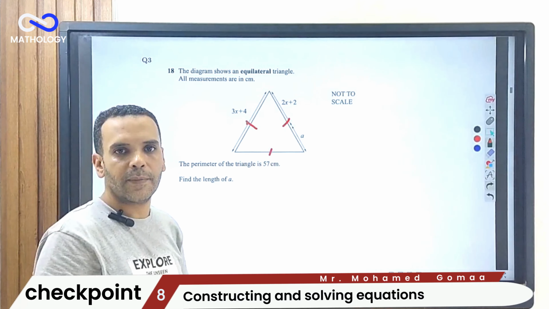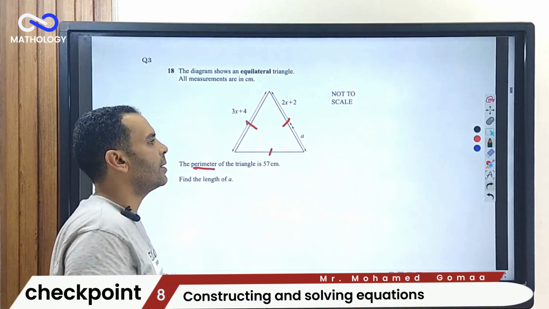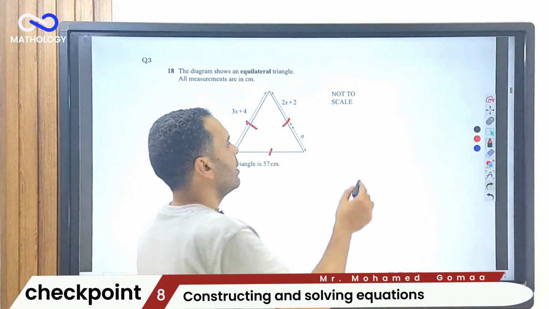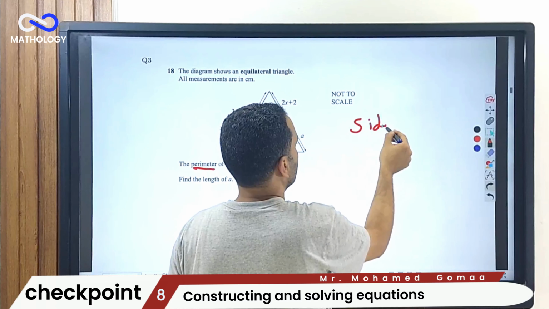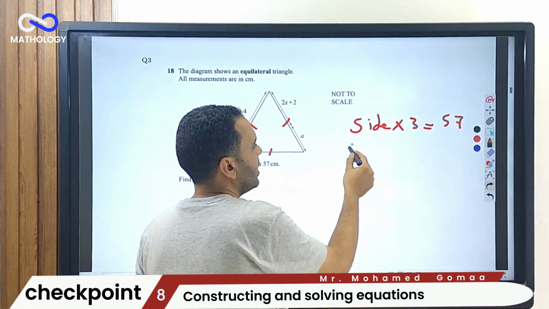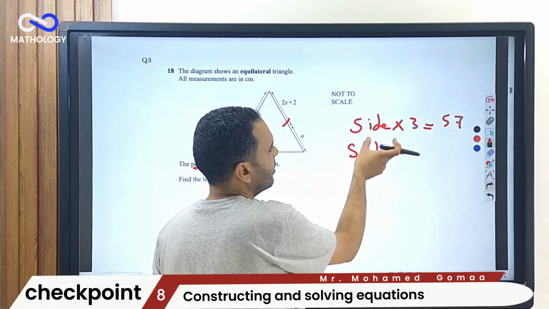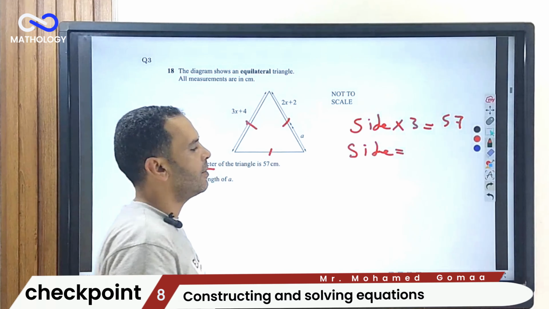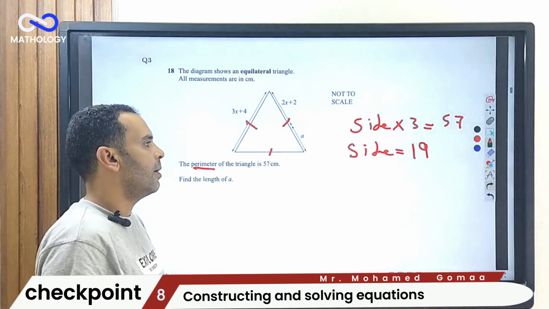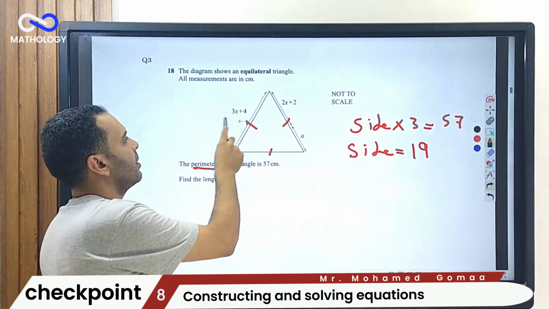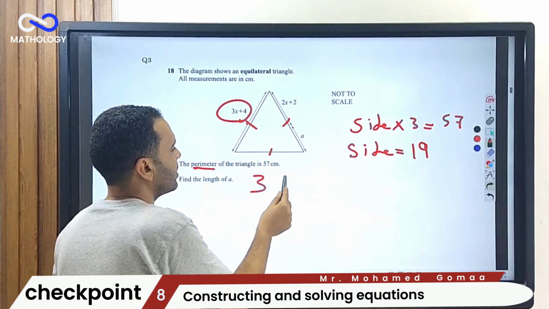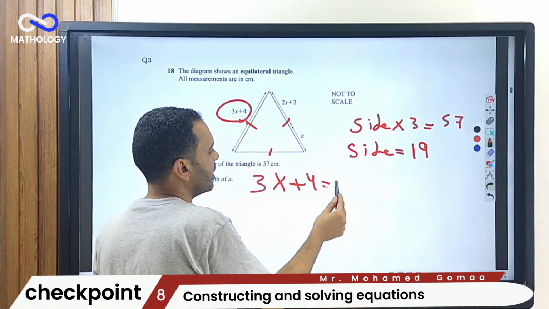Three equal sides. And the perimeter of the equilateral triangle is the side multiplied by 3. That means if you multiply the side by 3, you will get 57. Okay, that means the side equals what number multiplied by 3 equals 57? This number would be 19. 57 divided by 3 equals 19. Okay, great. That means 3x plus 4 equals 19. Okay, construct an equation: 3x plus 4 equals 19.